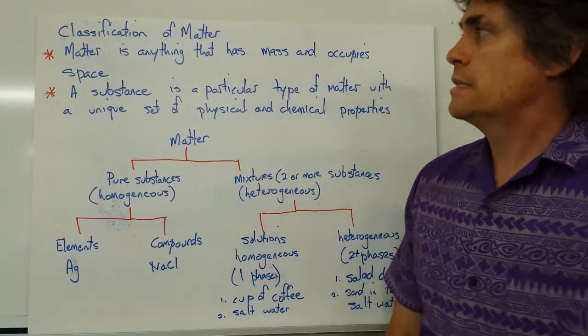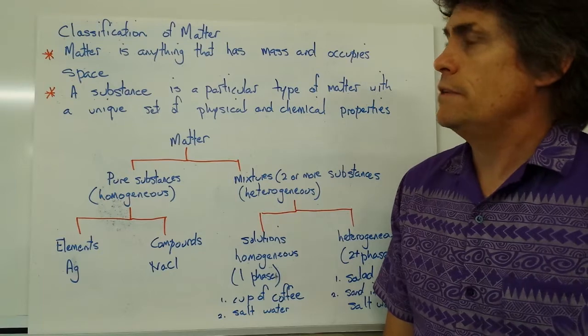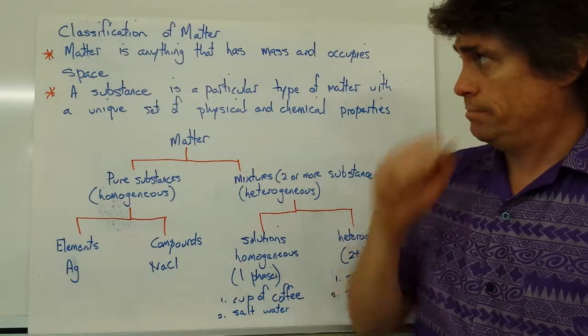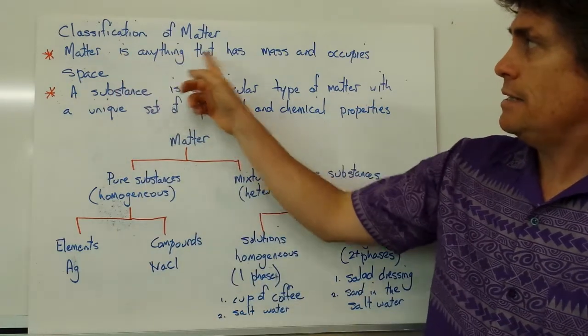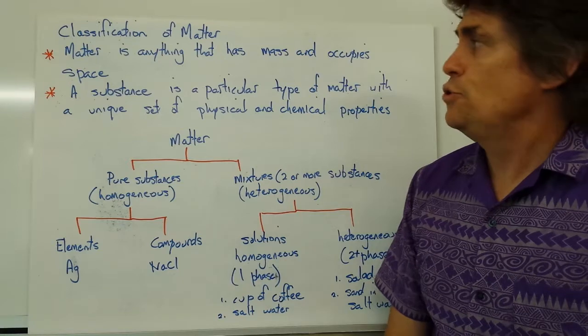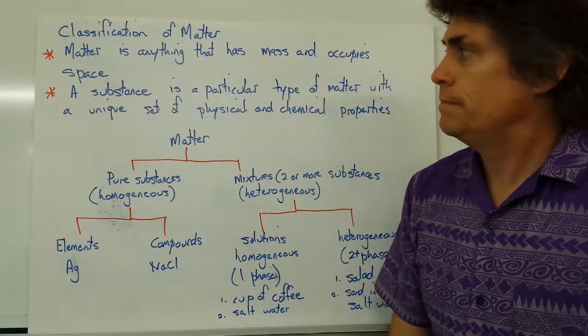Okay, let's look at classifying matter. In order for us to do that, there's two useful definitions that we need to take notice of. Firstly, matter is anything that has mass and it occupies space. So it has two measurable quantities. First of all, the mass and the volume.